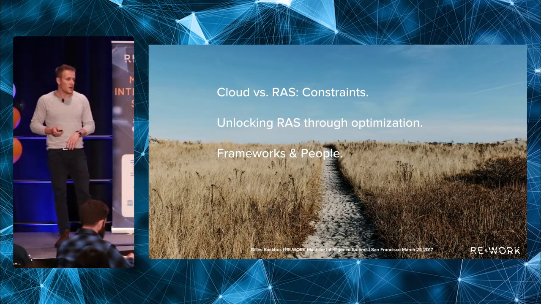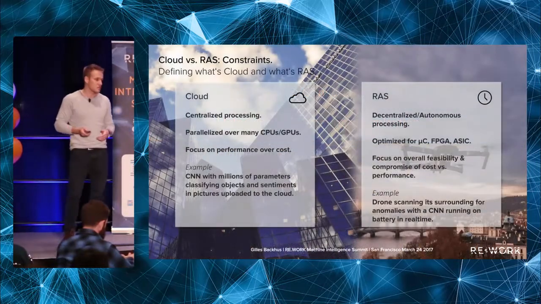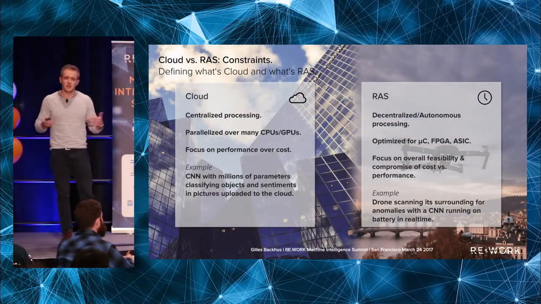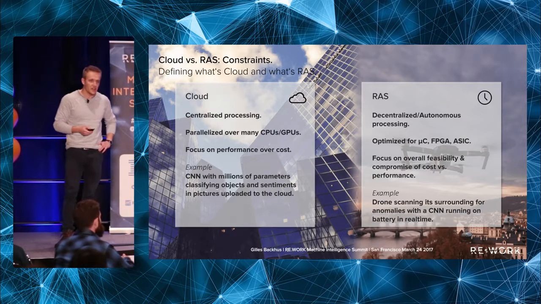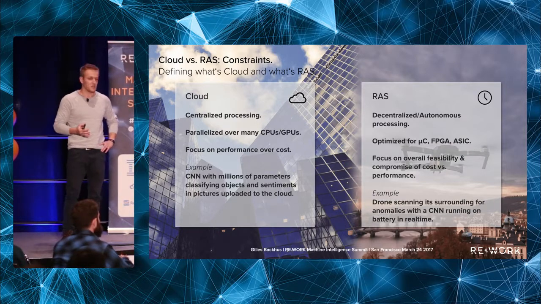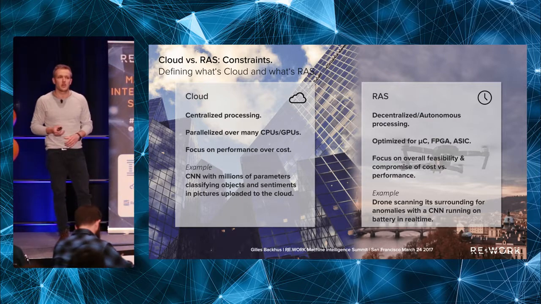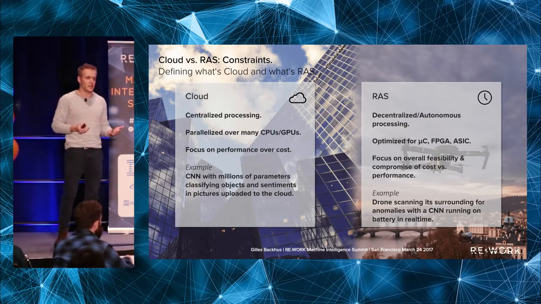All right, so on the left side, we have something in the cloud. To have a common understanding, it's definitely centralized processing. It's parallelized over many cores. And there's a focus on performance over cost, as I said, at least in the first couple stages. Now, in real-time autonomous systems, definitely decentralized processing, right? You have a certain device, for example, a drone, and it has to do all the processing. It's completely autonomous. So you can't upload stuff to the cloud and wait for it to come back, because that latency would completely ruin your whole use case.